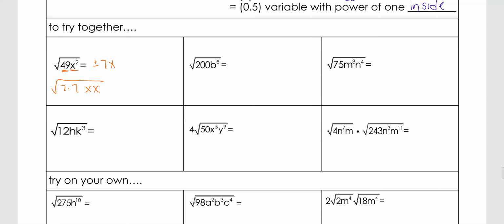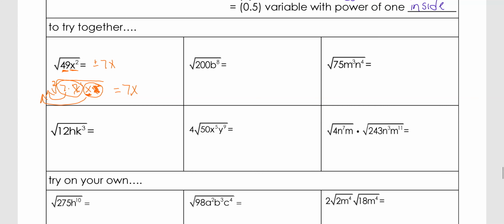And remember what we said in the last video about murdering the partners. This is an index of 2, so we're going to look for pairs. This 7 wants to come outside. He can do that, but only if he kills his partner. We have this x. He wants to come outside, but again, it only works if he murders the partner. So on the outside we would have 7x, and we keep the plus or minus because, of course, every square root has two square roots, or two answers, positive and negative.